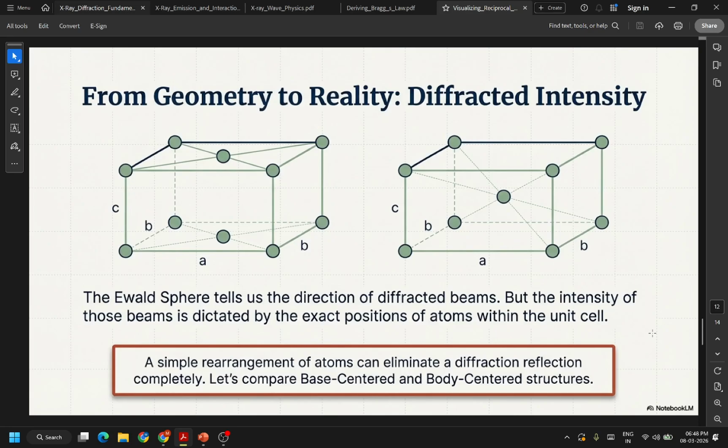The Ewald sphere tells us the direction of diffracted beams, but the intensity of those beams is dictated by the exact positions of atoms within a unit cell. A simple rearrangement of atoms can eliminate a diffraction reflection completely. So let's compare base centered and body centered structures.